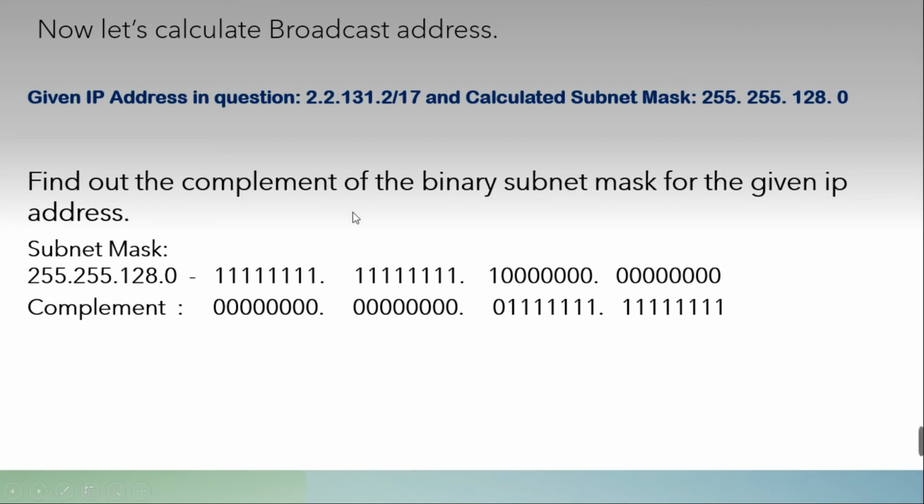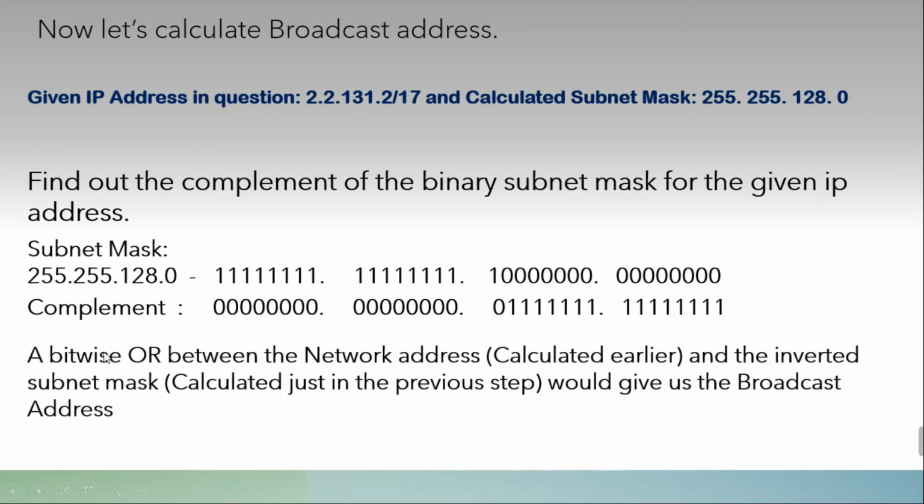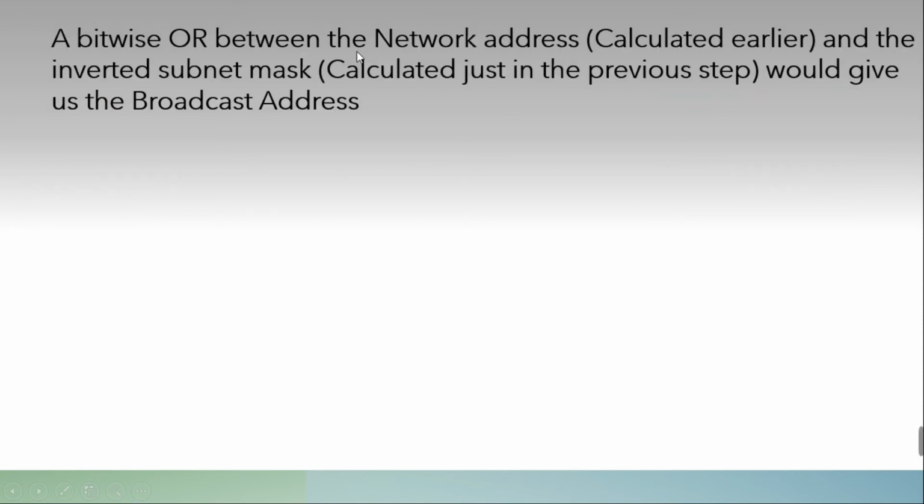So at first we have to find out the complement of the binary subnet mask for our given IP address. After that, a bitwise OR operation between the network address, which we have just calculated a few moments ago, and the inverted subnet mask, that means the complemented subnet mask, would give us the broadcast address. So there will be an OR operation between the network address and the inverted subnet mask that I have just calculated in the previous step, and that will give me the broadcast address. So let's see the example.